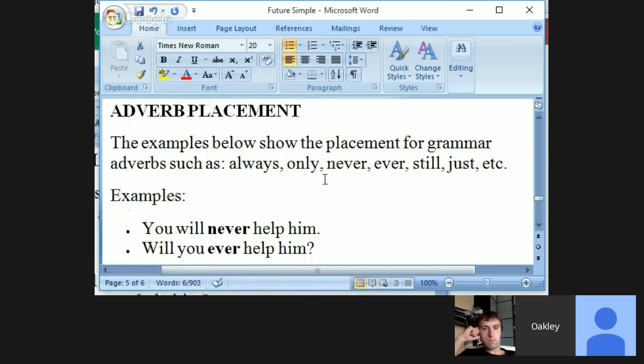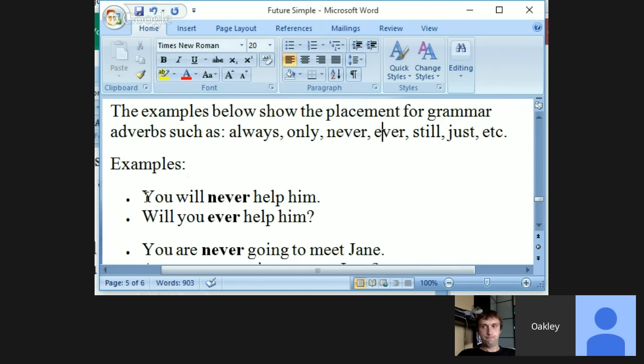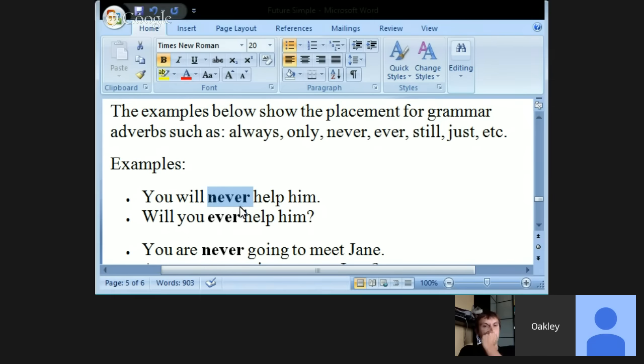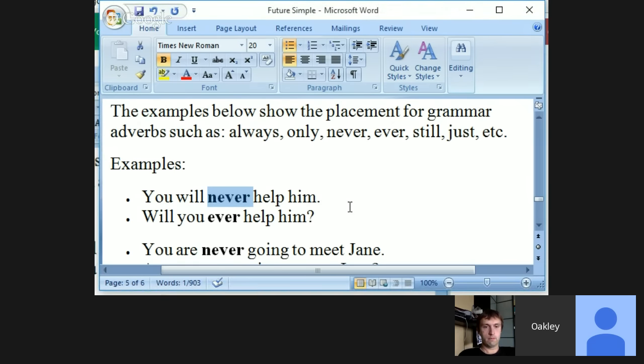Let's talk a little bit about adverb placement. Adverbs that show how often, or when, or how much. Always, only, never, ever. These types of time-related adverbs. This is where they go. In a statement, just like "not": you will not help him, you will never help him, you will always help him, you will still help him, whatever. The adverb is modifying the verb help. It's showing how often the help happens. It goes right in front of the verb. That is the key.